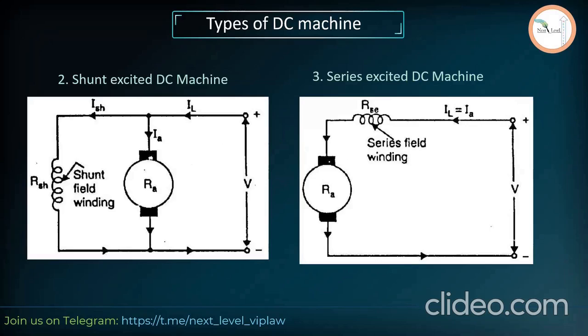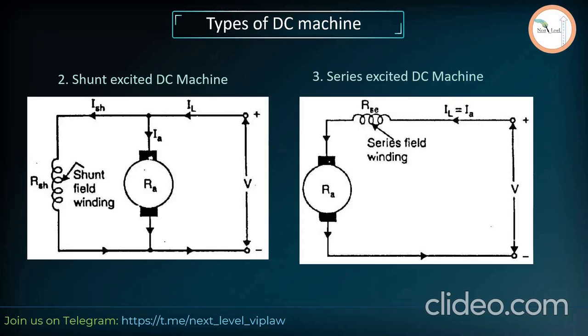Here, the second one, you can see that the same source which is provided at the armature is used for field winding. And you can note one more thing, that the shunt field winding and the armature both are in parallel. But going to the next, series excited DC machine, here the field winding is in series with the armature. That's why this name comes, series excited. And here you can say shunt excited, because the field winding is in parallel, it's shunted across the armature.